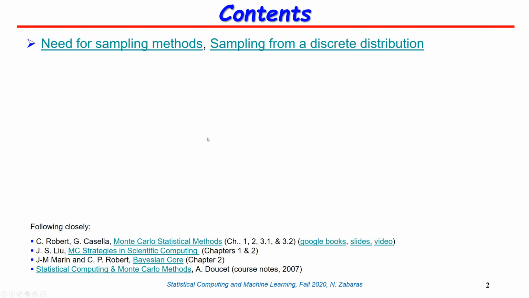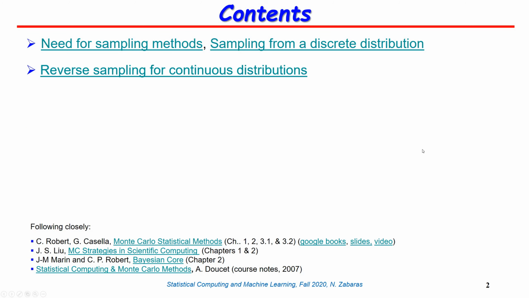So we will motivate, of course, why we need this sampling method, starting with some brief review of the Monte Carlo estimators. I will tell you how to sample from the discrete distribution and also from simple continuous distributions where you know the CDF, the cumulative distribution function.